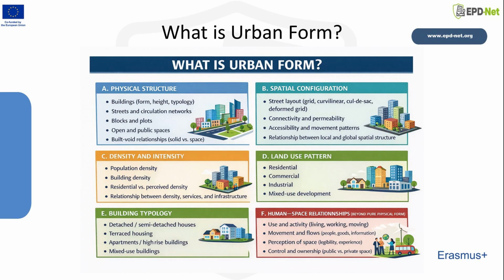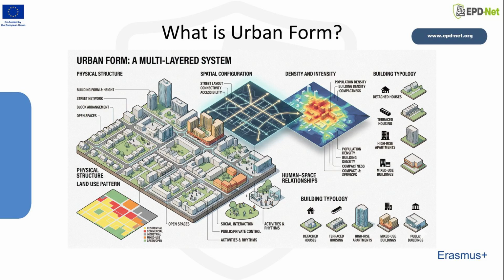people's perception of space. Land use pattern defines how space is used, whether it's residential, commercial, industrial, or a mix of uses within one area. Next, building typology looks at the types of buildings that make up the city, from detached houses and terraced housing to high-rise apartments or mixed-use buildings.